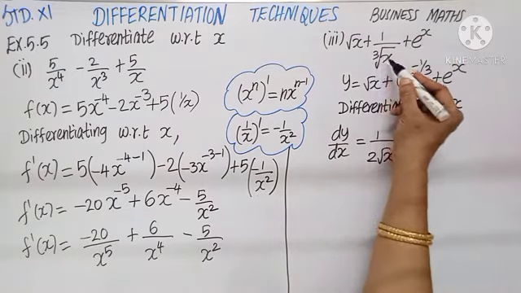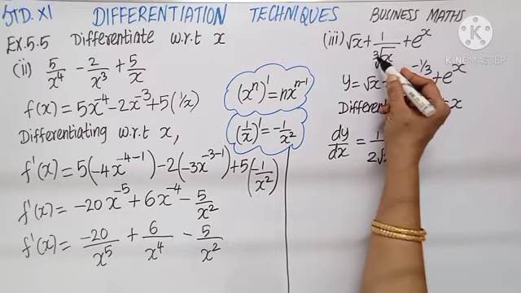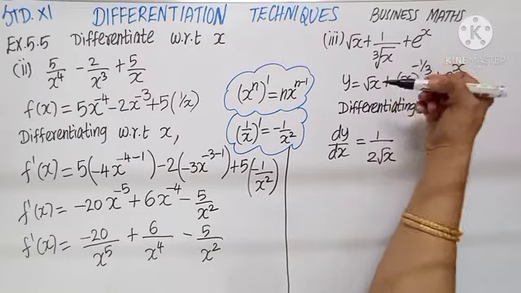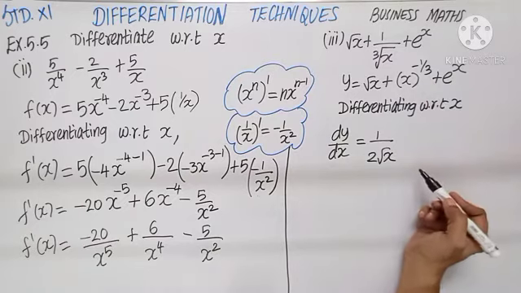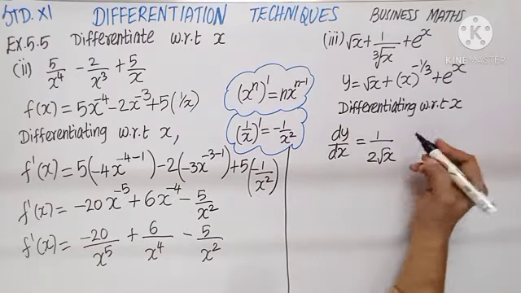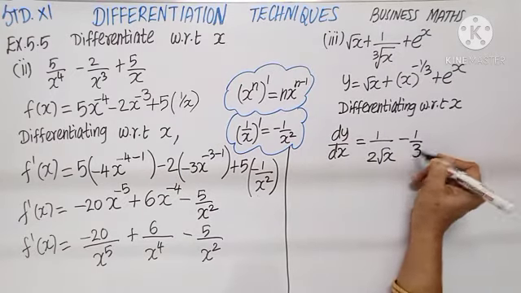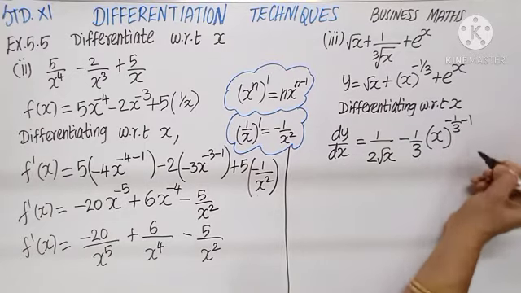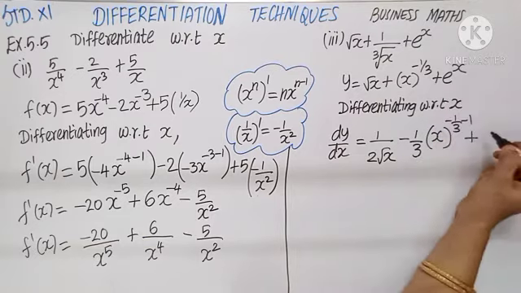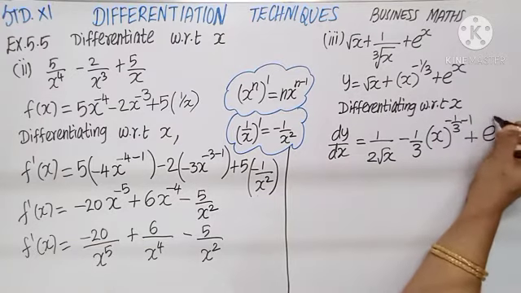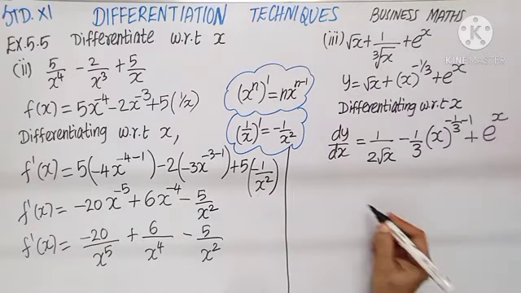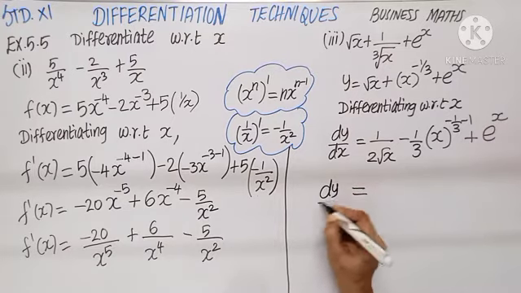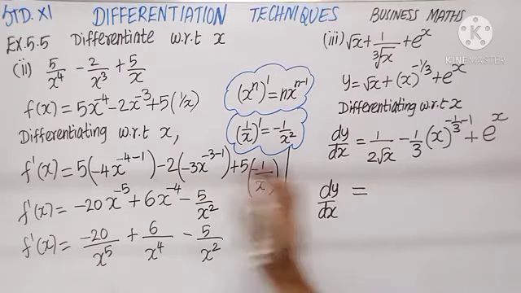1 by cube root of x. Cube root tells me power 1 by 3, taken to the numerator, power minus 1 by 3. Apply this formula: minus 1 by 3 x power minus 1 by 3 minus 1. The third one, e power x. We know the derivative of e power x is itself. Simplifying. So let us remember both the notations.